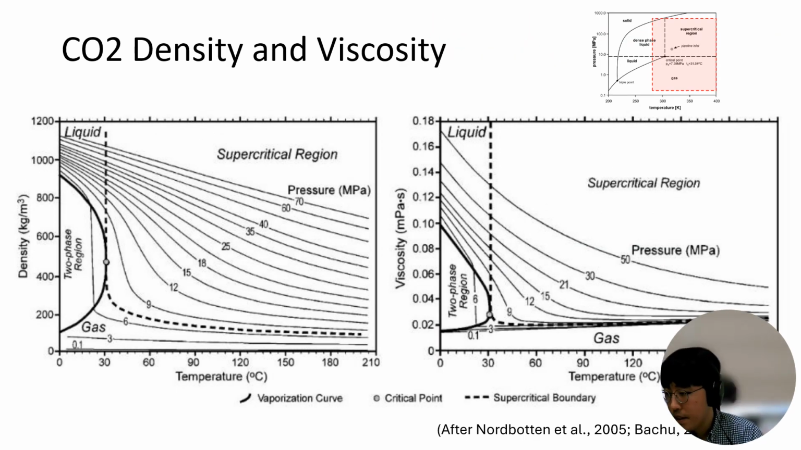From the previous phase diagram, which we have on the top, we select a subset of the region and characterize the CO2's density and viscosity in the lower two figures. The region in the left and the right figure corresponds to this region. The x-axis of this plot is given in temperature, and its unit is degrees Celsius. The y-axis on the left is density. On the right, we have viscosity, which is in millipascal second.